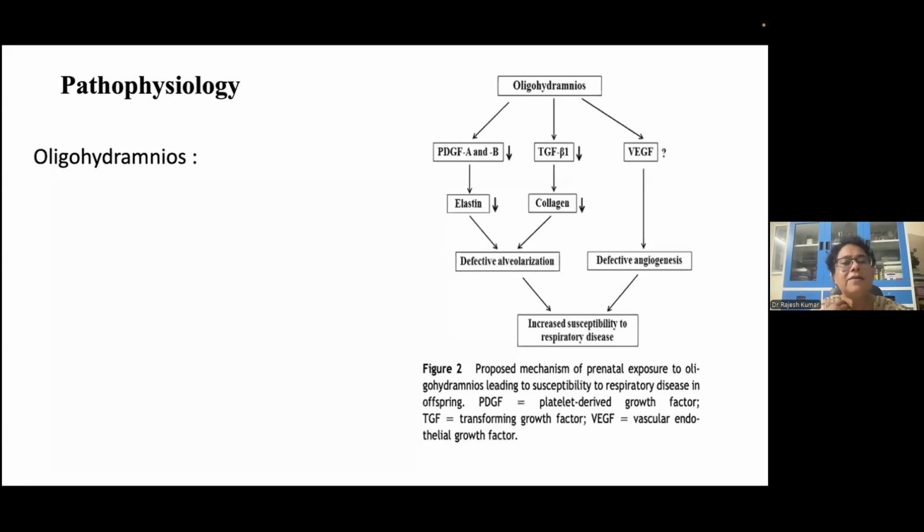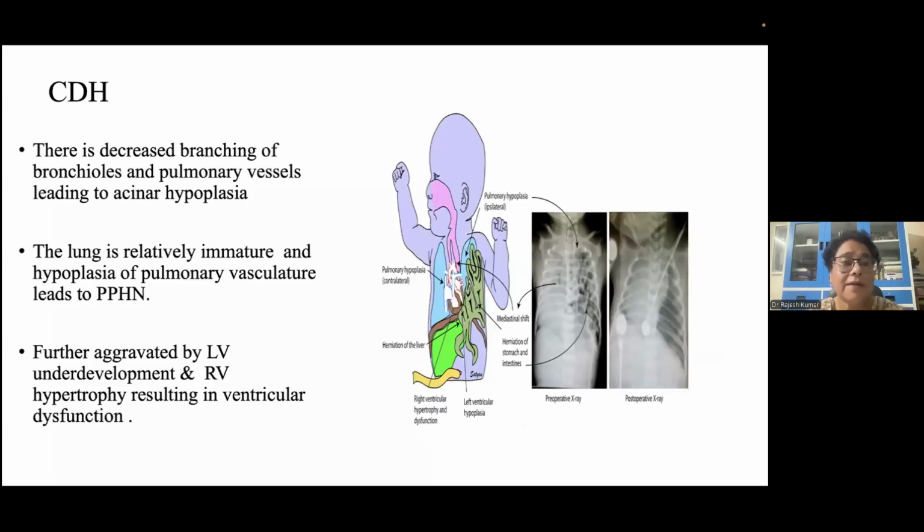Now, when there is oligohydramnios, in the long run, during the fetal period, there is absence of platelet-derived growth factor A and B, as well as transforming growth factor beta-1, which can lead to decrease in the elastin and collagen formation, leading to defective alveolarization. At the same time, there is also abnormality in the secretion of vascular endothelial growth factor, which can lead to defective angiogenesis. Both of these can lead to increased susceptibility for respiratory disease. And in case of congenital diaphragmatic hernia, there is decreased branching of the bronchioles as well as pulmonary vessels, leading to acinar hypoplasia.